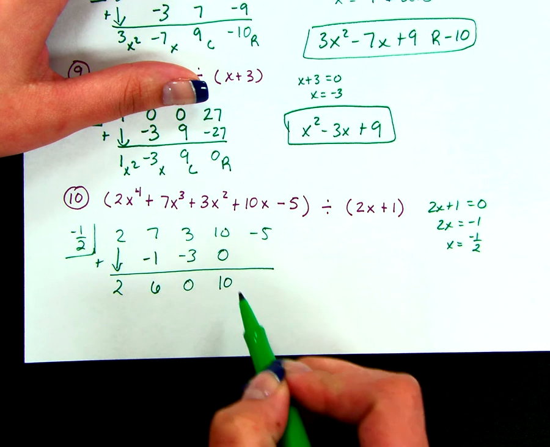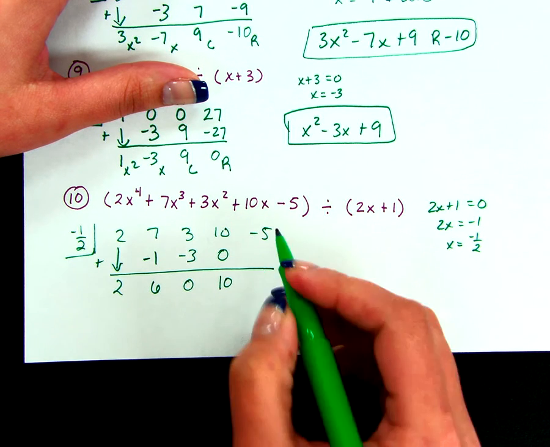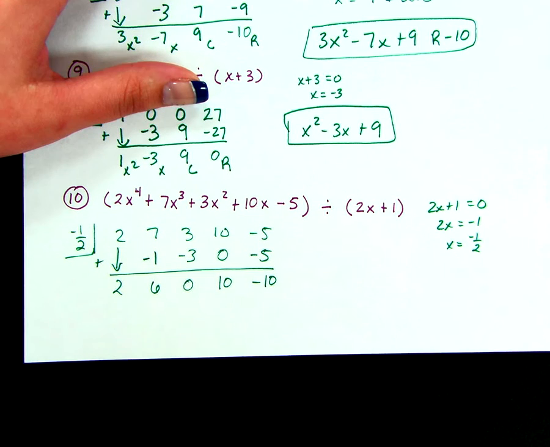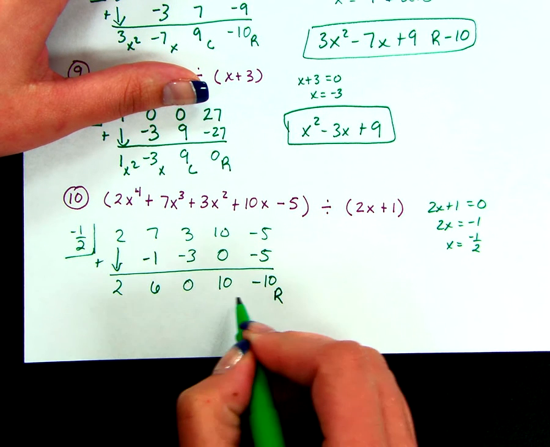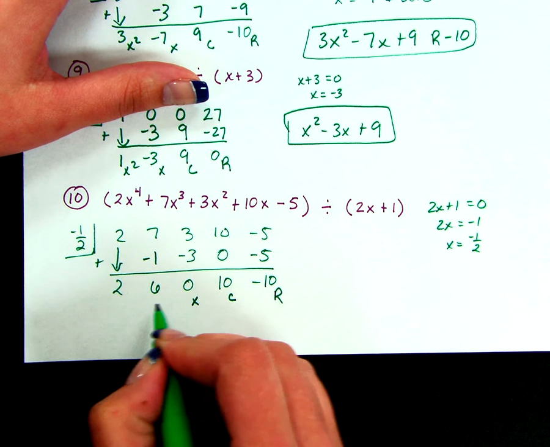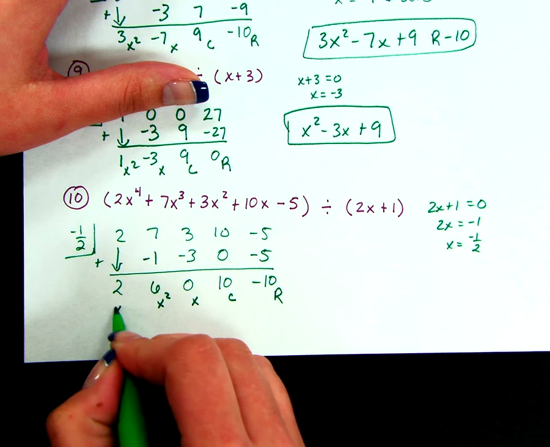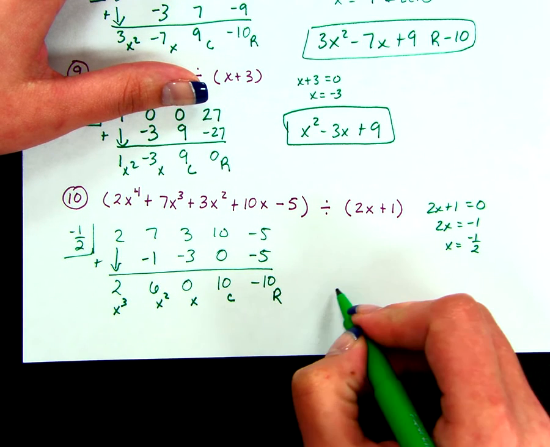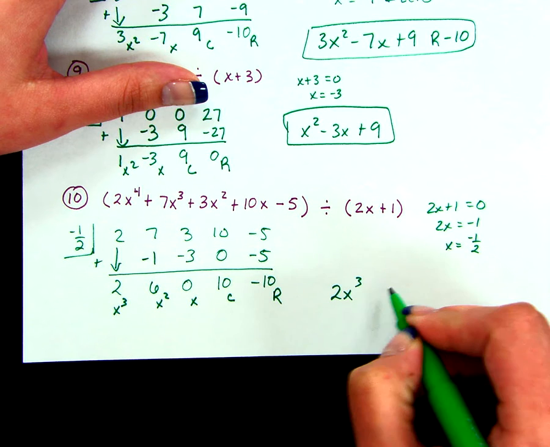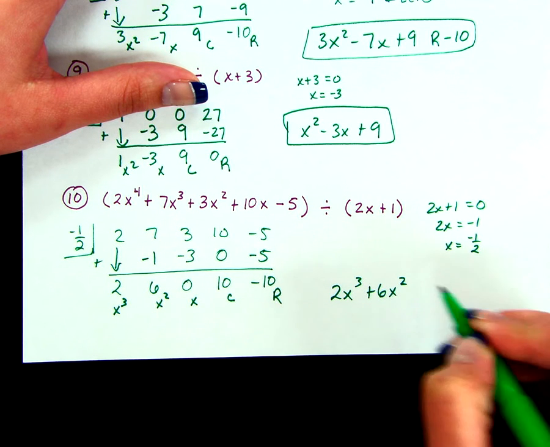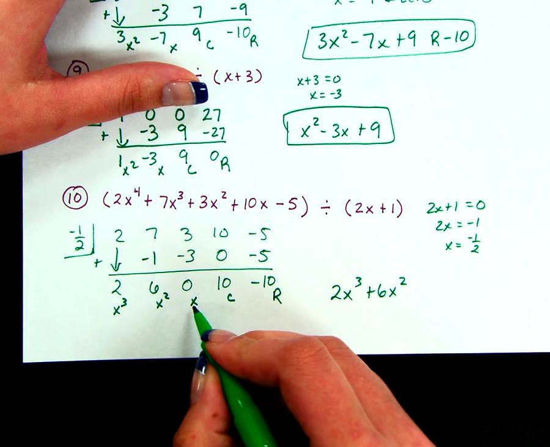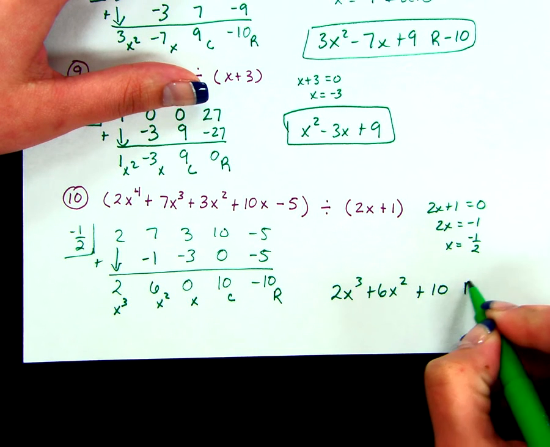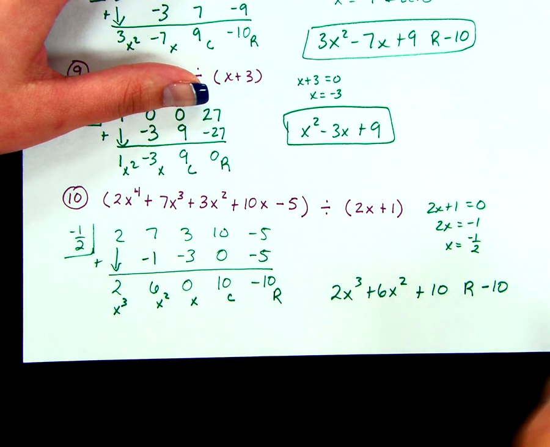Add, so that's a 10. Negative 1/2 times 10 is negative 5. Add to get negative 10. So again, remainder, constant, x term, x squared term, x cubed term. So our final answer for this one will be 2x cubed plus 6x squared. We don't have an x term because it's 0, so we're not going to write it. Plus 10, remainder of negative 10.